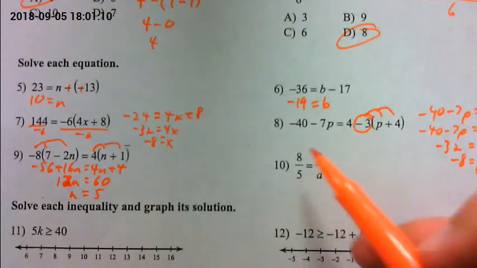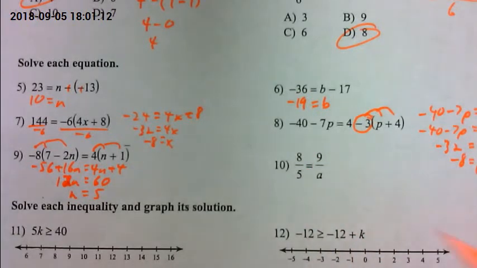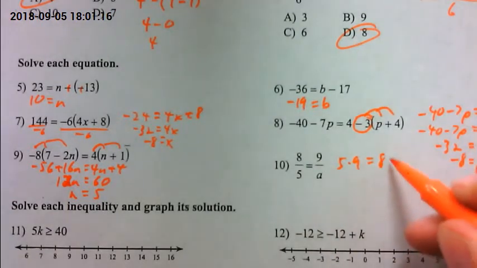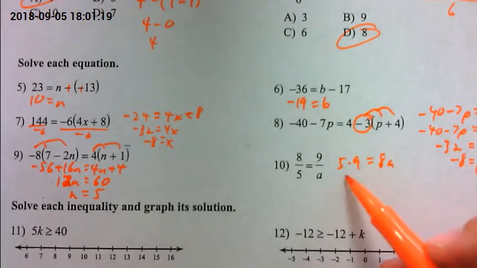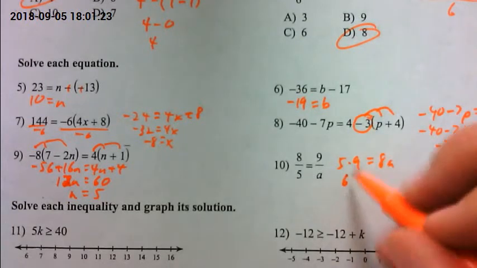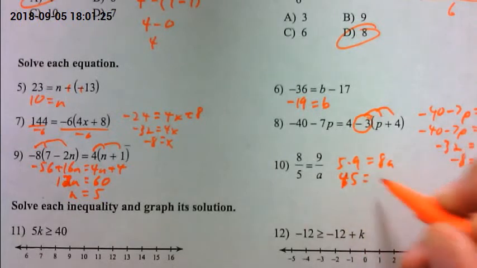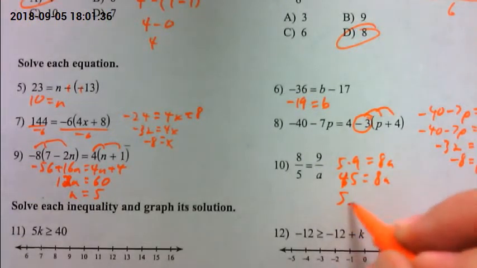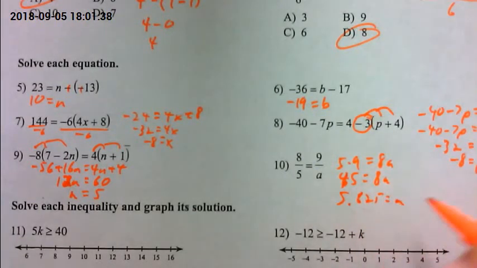Number 10. Easiest thing to do would be cross multiply. So you can take the 5 times 9 and set it equal to 8 times a. That would be, not 6, that would be 45. And then 45 divided by 8. This one does give us a decimal. So 45 divided by 8 is 5.625. And that's it.